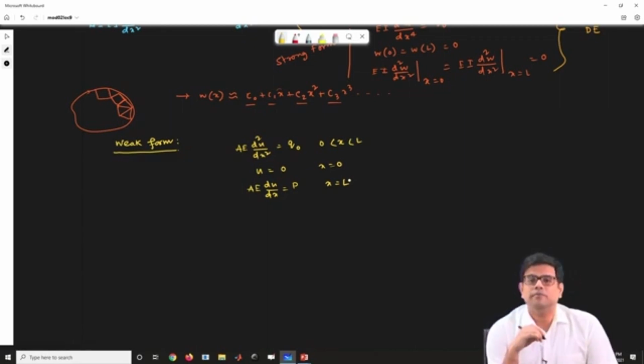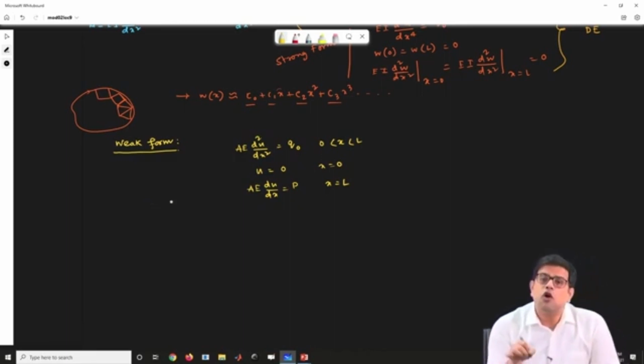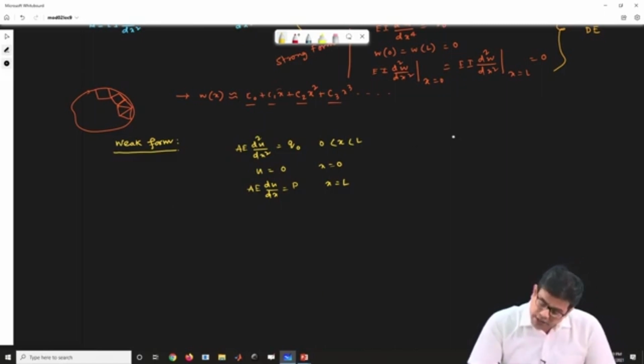Naturally, practical or real life problems cannot have an exact solution. That's why a technique like the finite element method is required, because we always need to find an approximate or numerical solution, which is nothing but an approximation of the original problem. Now the weak form is essentially the weighted integral statement of the strong form. So let me write it: weighted integral statement of the strong form.